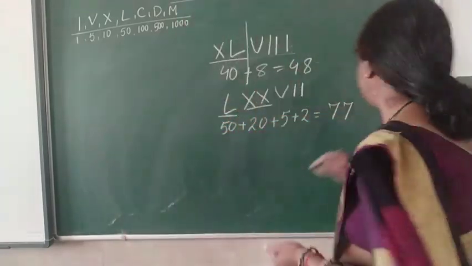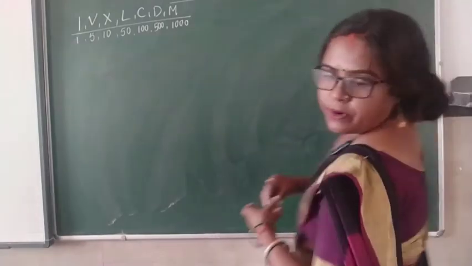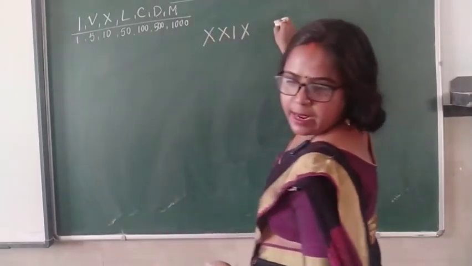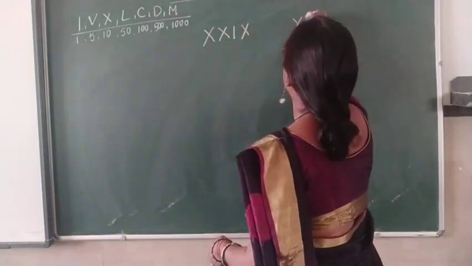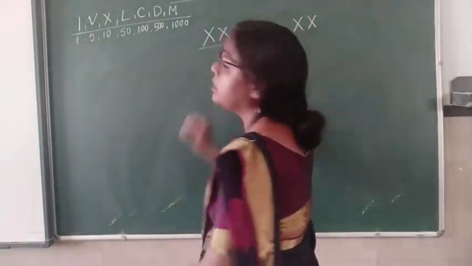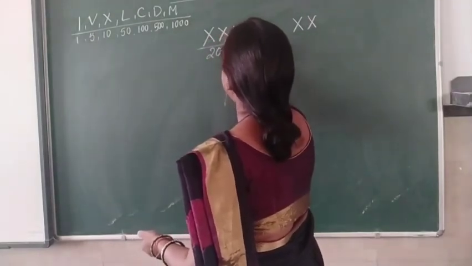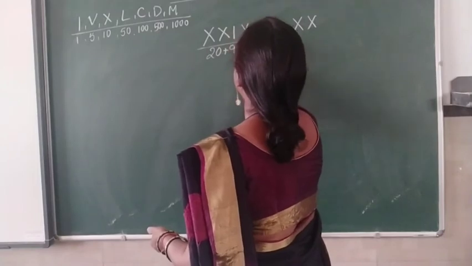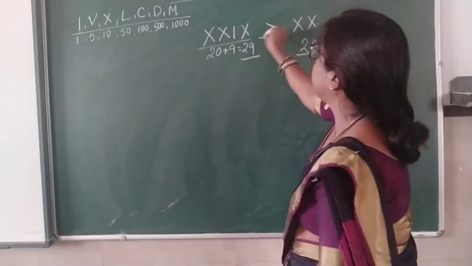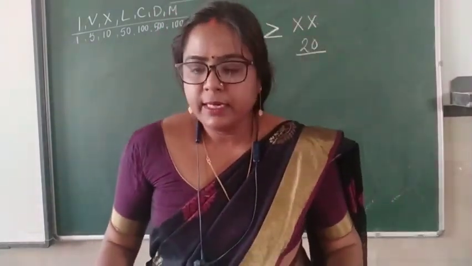Now we have to put the symbol of less than, greater than or equal to. So in this case what will we do? We will first write down the numbers. For example, I am taking XXIX and XX. We have to put the symbol of less than or greater than. So first we will break these into Hindu-Arabic numbers. XXIX is 29, and XX is 20. So 29 is greater than 20, so we will put this symbol. I hope this is clear to you all children.